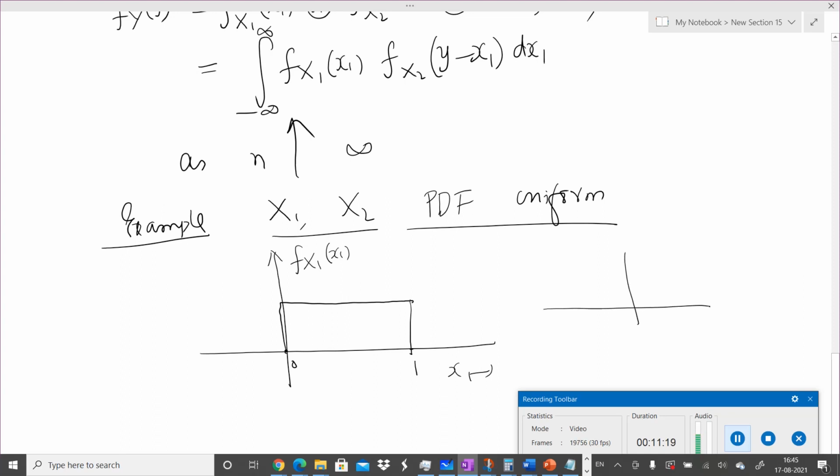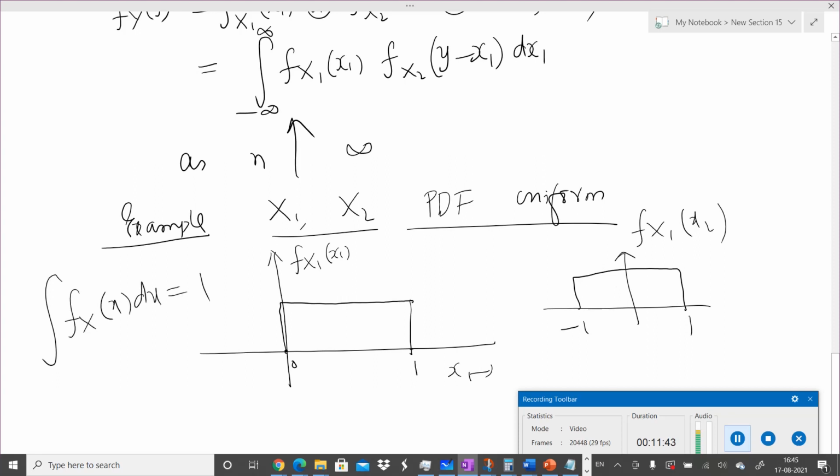Or let's choose another one. It is something like this, between -1 and 1. It will choose any value between -1 and 1 with equal probability density. What will be the height? You know the PDF satisfies the property that its integral over all values is 1, that is, the area under the curve will be 1. This distance is 2, so for the area to be 1, the height should be half.